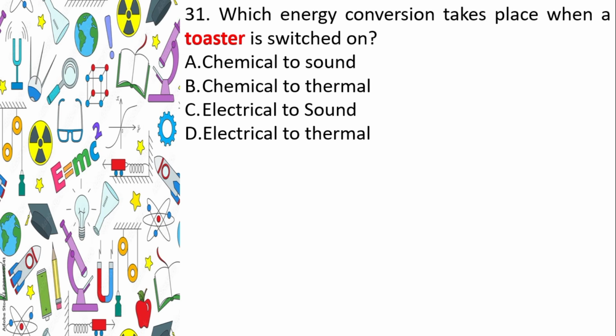31. Which energy conversion takes place when a toaster is switched on? Toaster, kanang toasted sa bread. Kasagaran toaster is ginasaksak man sa kurente. So electrical energy ang gigamit para i-toast sa bread. So that is electrical, and then ang product niya, yung transformed energy, is heat, so that will be electrical to thermal energy. Heat energy or thermal energy, they are the same.